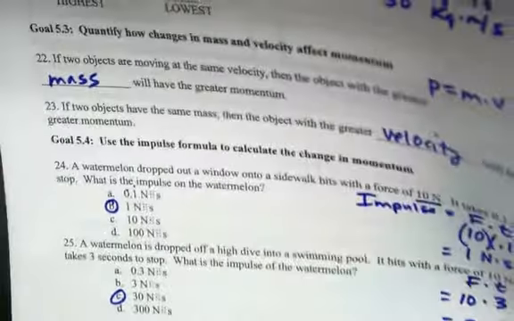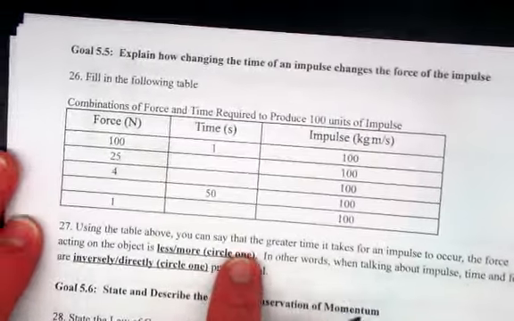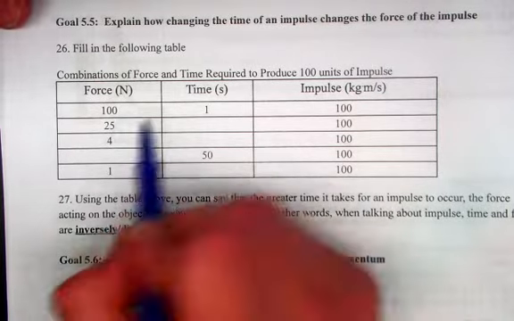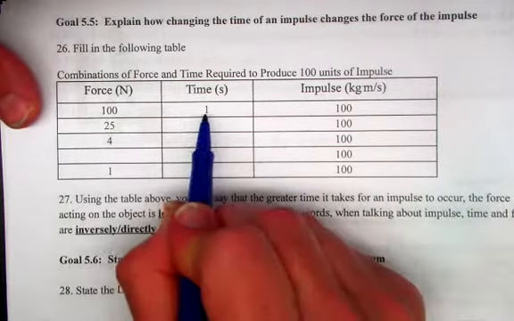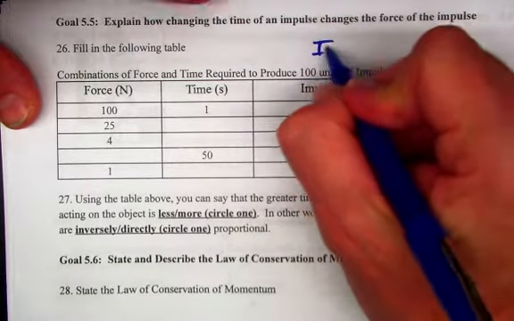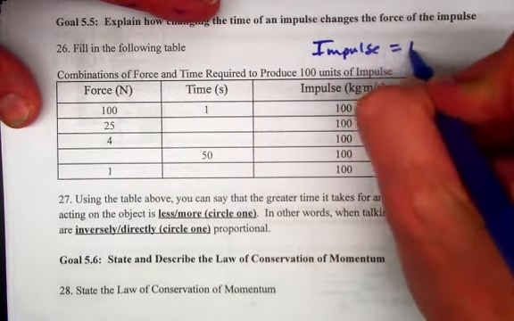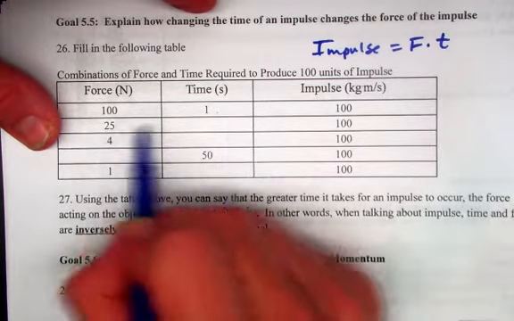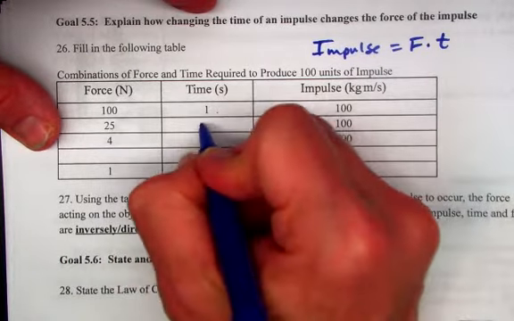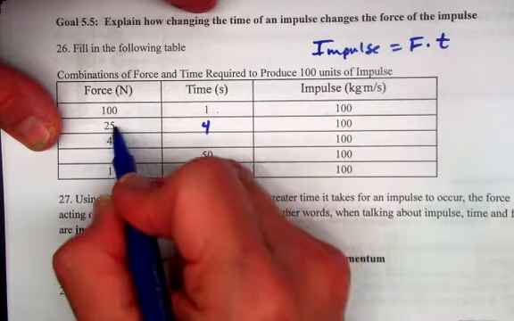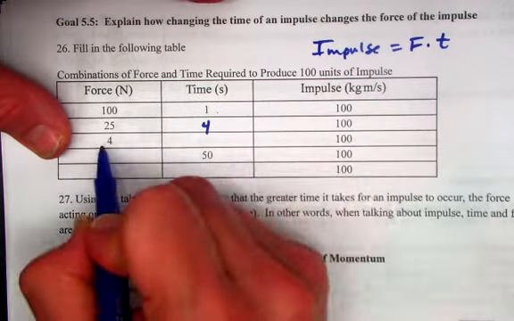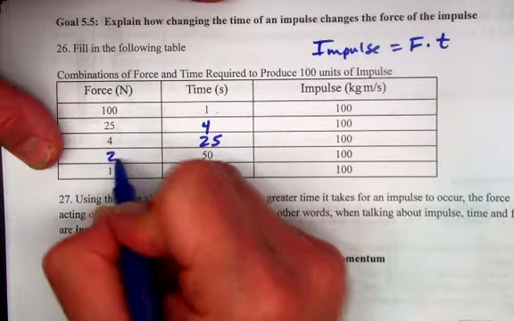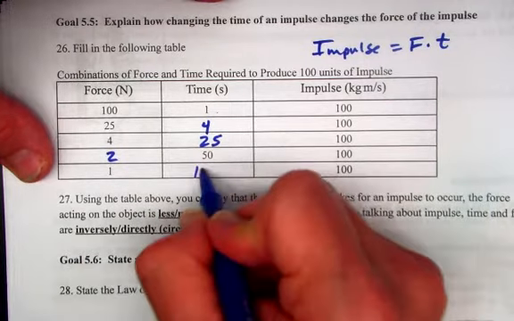Moving on to goal 5, they want you to fill in the following table. The table has force and time, and you multiply them together because impulse is force times time. So 100 times 1 is 100. 25 times what would give you 100? 4. Basically take 100 divided by 25. 100 divided by 4 gives you 25. 100 divided by 50 gives you 2. 100 divided by 1 gives you 100.